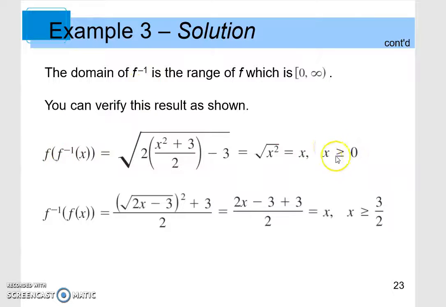So this comes from the fact that we were plugging in our f inverse function first. If we switch the order, the square gets rid of the square root, the 3's cancel out, the 2's cancel out, and we're left with x for all x greater than or equal to 3/2, which was our domain for our original f function.